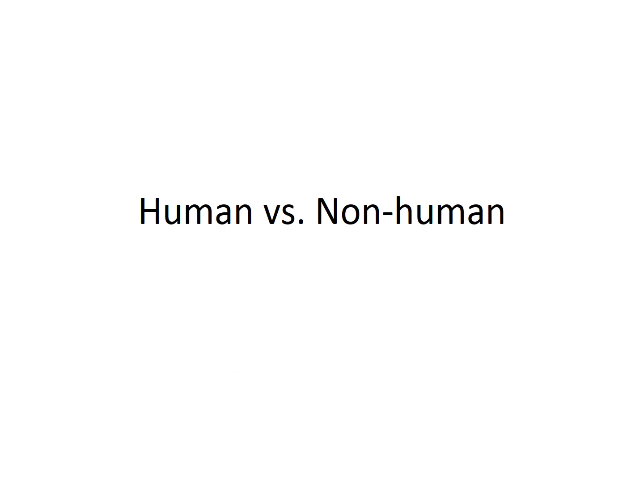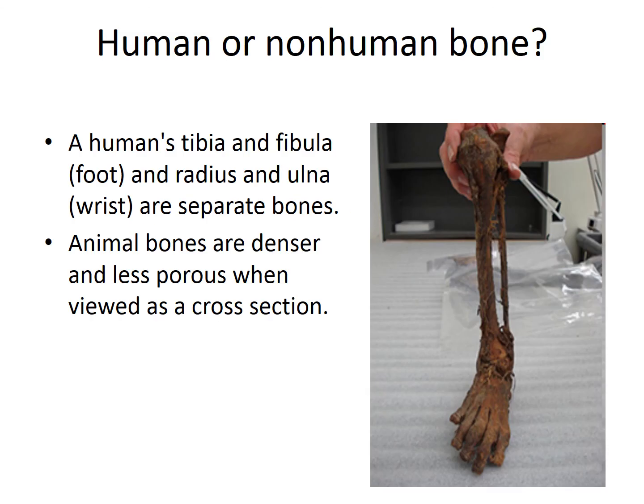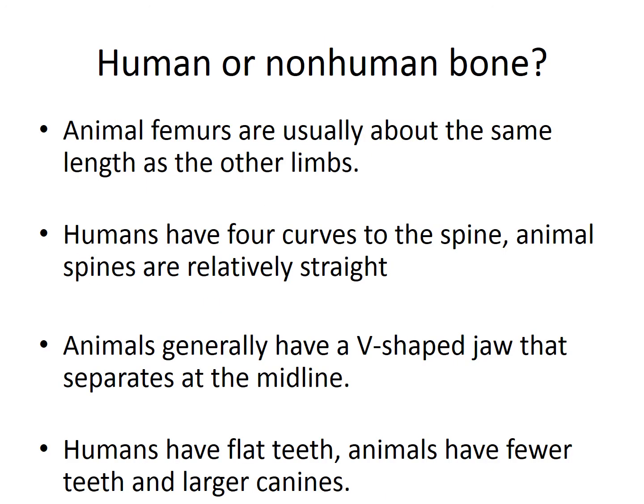We can also determine whether bones are human versus non-human. A human's tibia and fibula and radius and ulna are separate bones. Animal bones are denser and less porous when viewed as a cross-section. Animal femurs are usually about the same length as the other limbs, so when you think about it, humans have longer legs than arms. Humans have 4 curves to the spine. Animal spines are much straighter because animal spines are usually meant to run horizontally, not vertically like a human's.